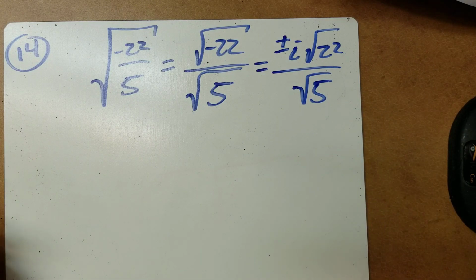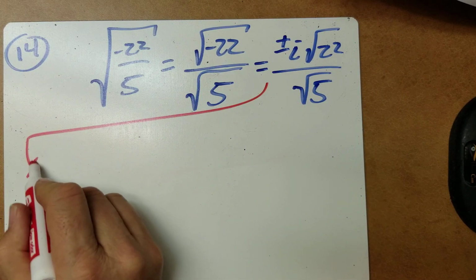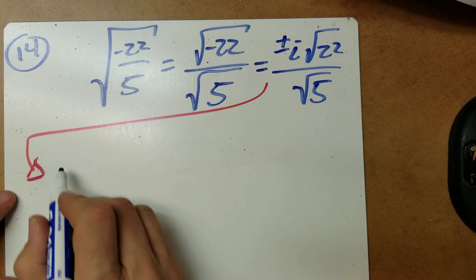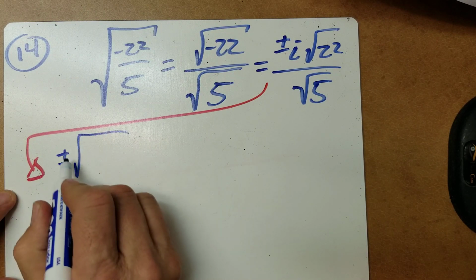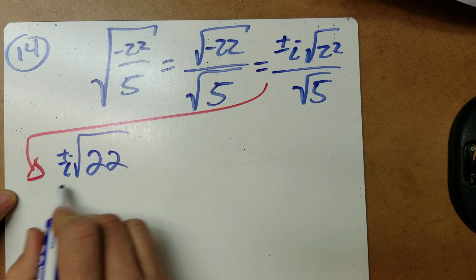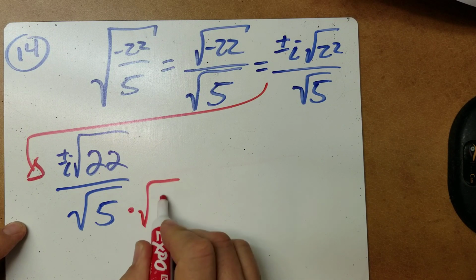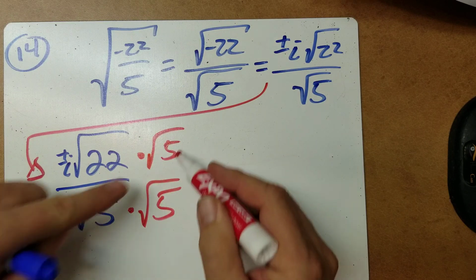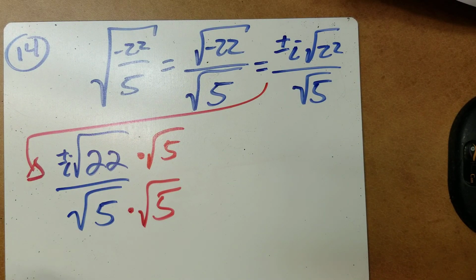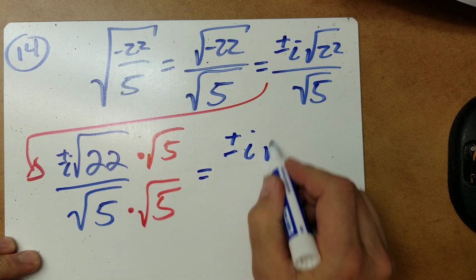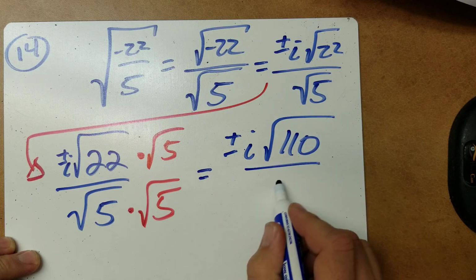But this is where things get a little bit complicated. You have to go back in time a little bit to when we were rationalizing denominators, because you can't have that 5 right there. Let me rewrite it here. Plus or minus i radical 22 over the square root of 5. Do you remember what to do to get rid of that square root of 5? I'll bet you do. You multiply by the square root of 5, top and bottom. Remember, this is like multiplying by 1. It doesn't change anything. And this probably starts looking familiar. Now I have plus or minus i times the square root of 110 over 5.